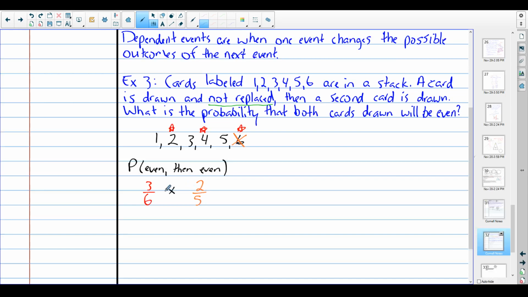Then we just multiply. We can say 3 times 2 is 6. 6 times 5 is 30. And then 6 over 30, we can divide both those numbers by 5. We always want to simplify if we can. And that gives us 1 over 5. So what is the chance of getting 2 even numbers in a row without replacing? 1 out of 5.